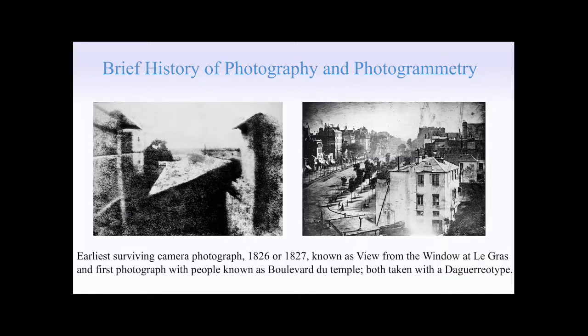This image shows early surviving camera photographs. The first one, taken in 1826 or 27 by Niepce, is known as View from the Window at Le Gras. And the second one is the first photograph with people, known as Boulevard du Temple, both taken with a daguerreotype. The daguerreotype was a kind of process invented by Niepce.